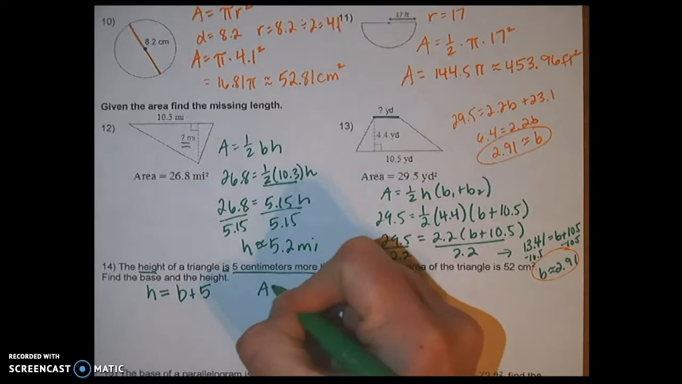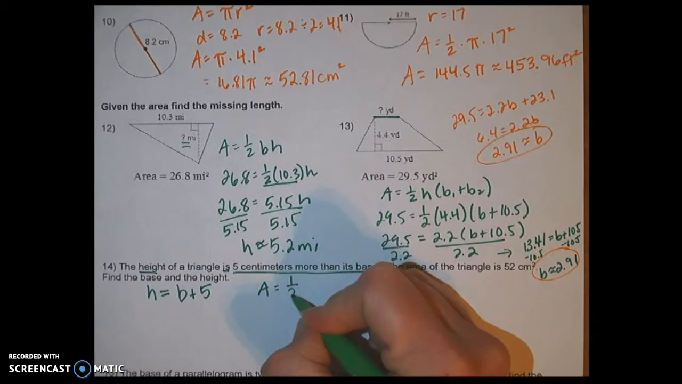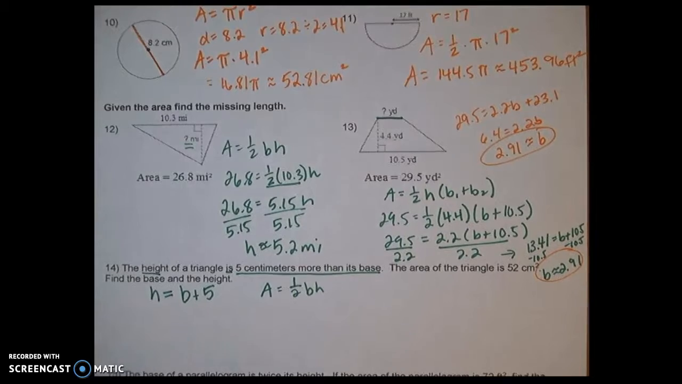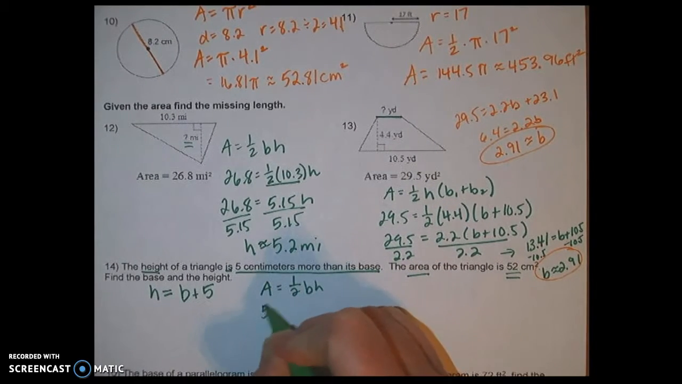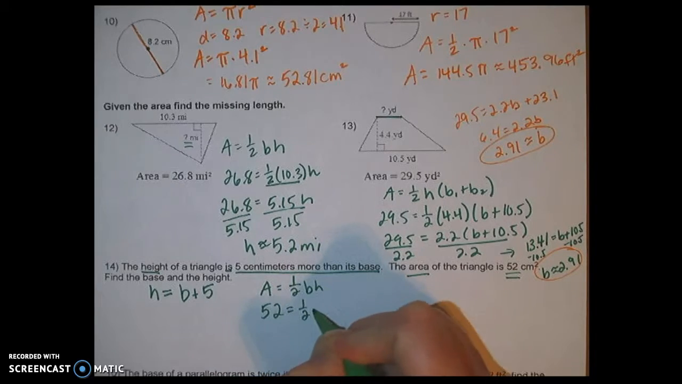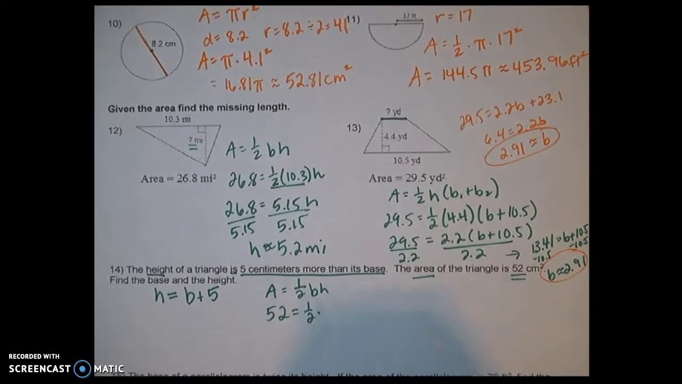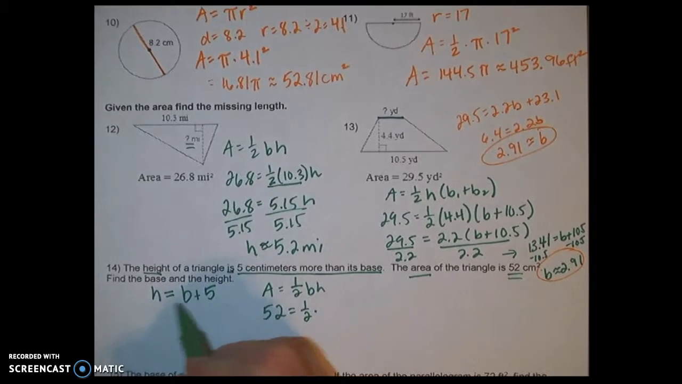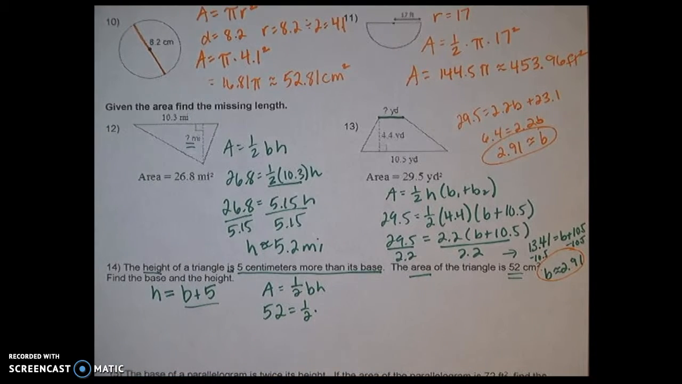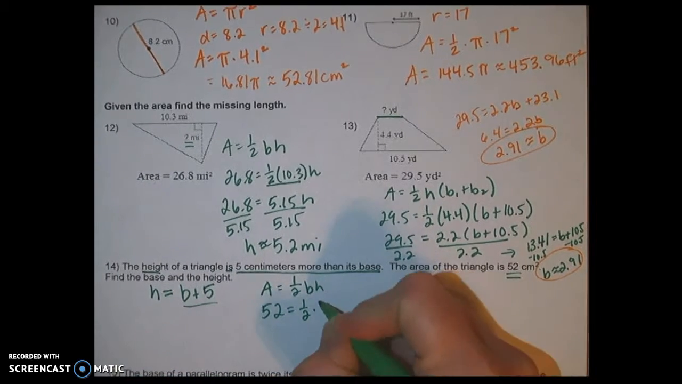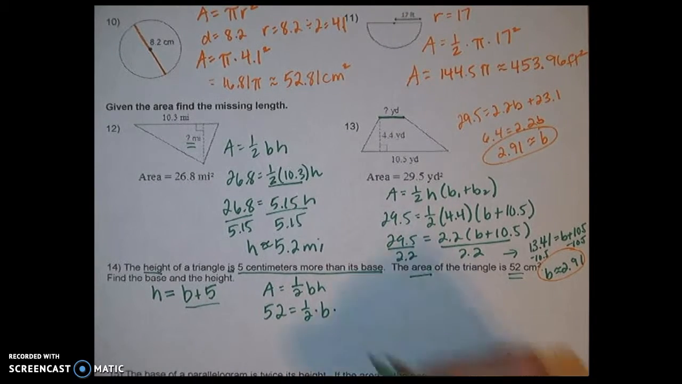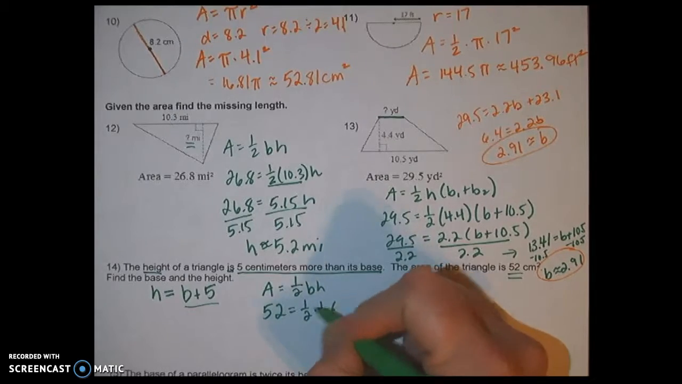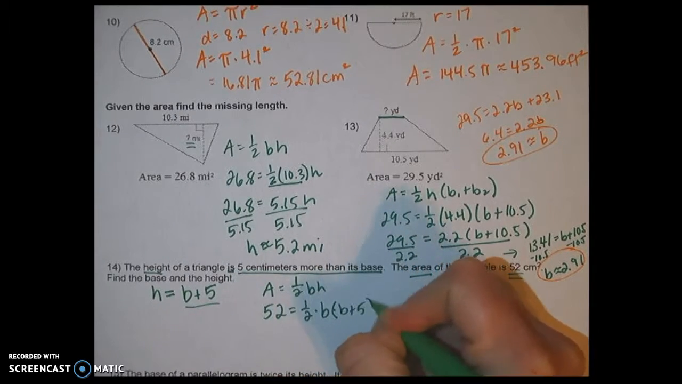Keeping that in mind, area of a triangle is 1/2 base times height. I'm going to fill in what I know. I know the area is 52. So 52 equals 1/2 times, here's the thing, I know that the height is b plus 5. So I'm going to keep b as it is, and I'm going to multiply that second one by, instead of h, I'm going to make that b plus 5.